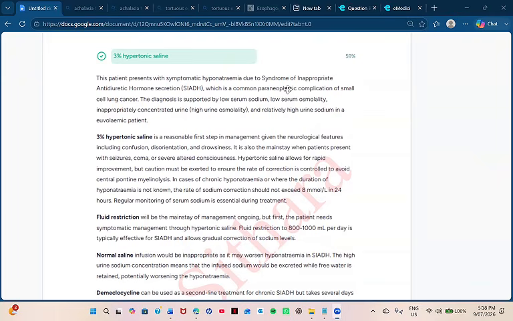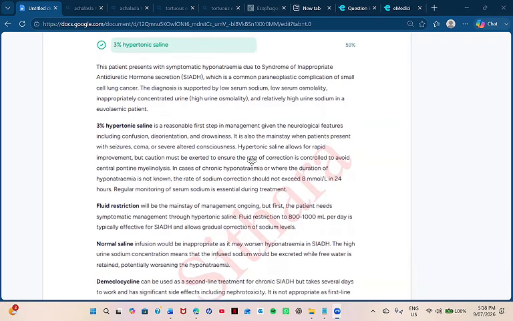And this is a common paraneoplastic complication of small cell lung carcinoma, right? So, 3% hypertonic saline is a reasonable first step in management given the neurological features including confusion, disorientation, and drowsiness. Also, when the patient presents with seizure, coma, or severe altered consciousness, hypertonic saline allows for rapid improvement, but caution must be exerted.